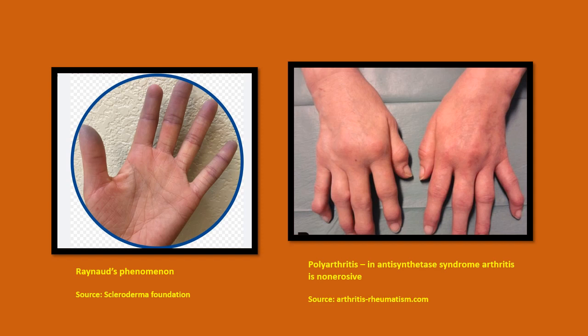This picture shows an example of Raynaud's phenomenon, and the other picture shows polyarthritis. Polyarthritis in antisynthetase syndrome is non-erosive. That means it does not destroy cartilage or subchondral bone.